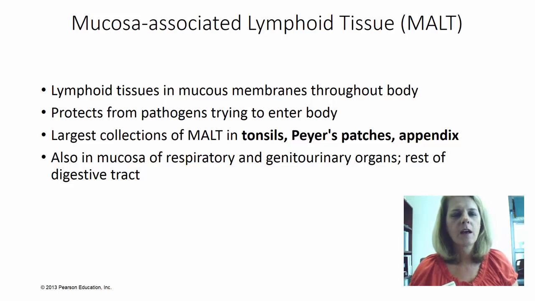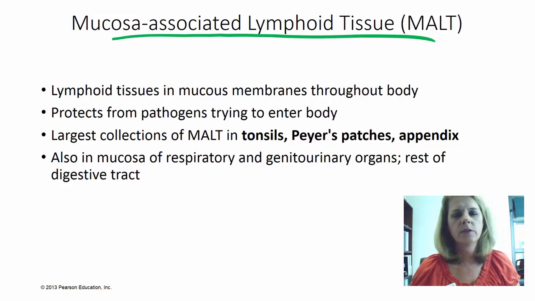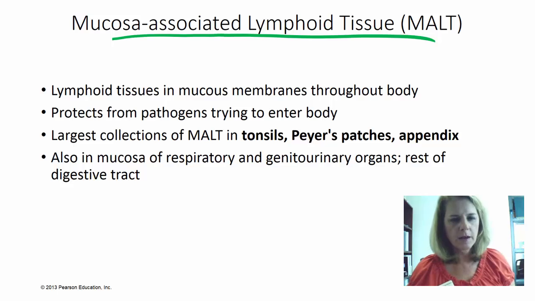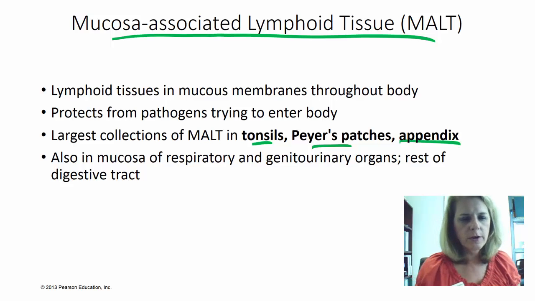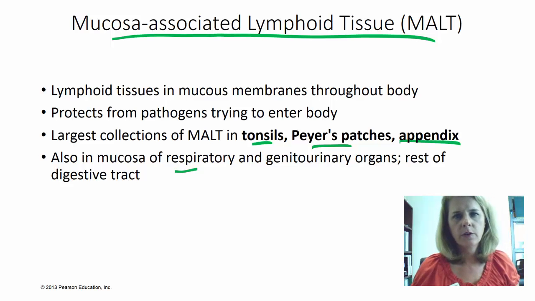All right. Some other lymph tissues are called the MALTs, or mucosa-associated lymphoid tissues. These are just spread throughout. They're not large organs like the spleen and the thymus, or compact lymph nodes. They're just mucousy type membranes. Examples of MALT tissues are your tonsils, your Peyer's patches on your small intestine, and your appendix. You also have some in your respiratory system, genitourinary areas, and parts of your digestive tract.